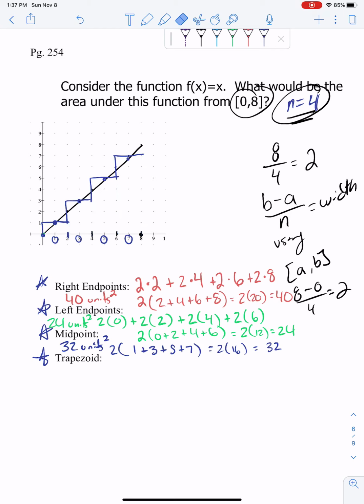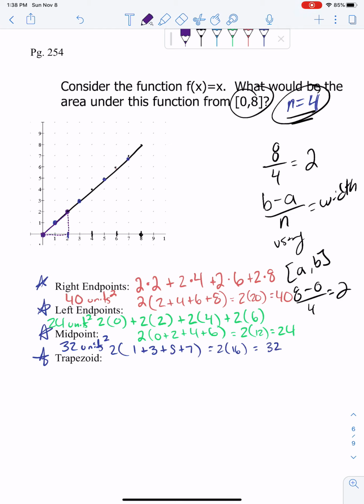The nice thing about the trapezoid is it gives us our best estimate. The bad thing about the trapezoid is it takes the most thought trying to put it together. So let's try and sort through this. The way the trapezoid works is if my interval goes from 0 to 2, then I'm going to connect those two with a line.